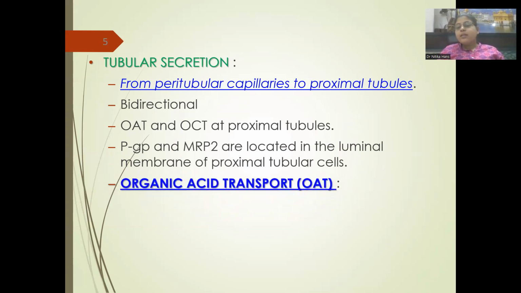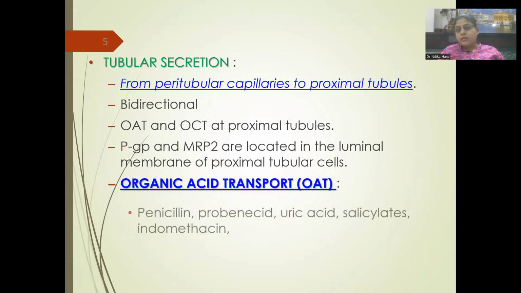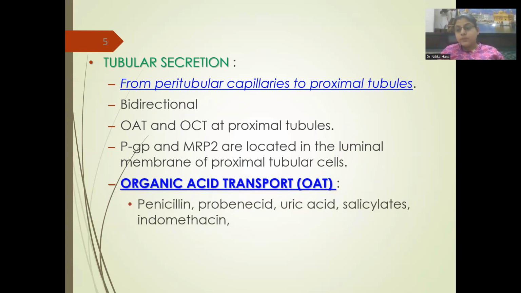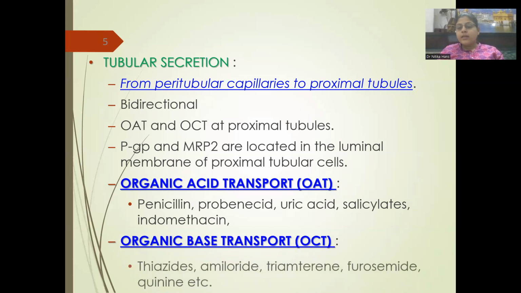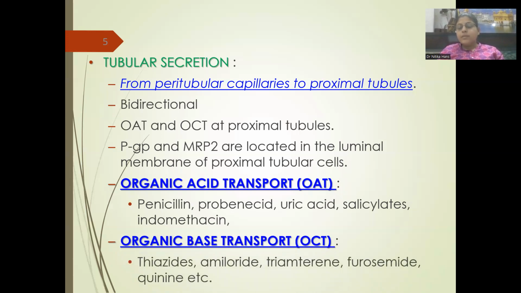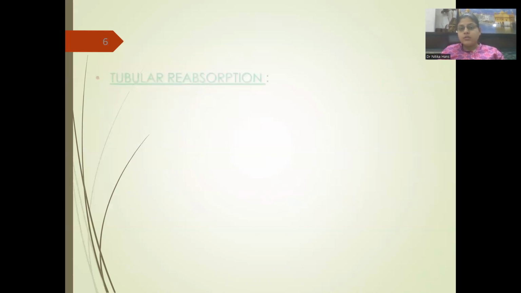Now, this organic anion transport is for the acids, meaning acidic drugs. These are transported from the peritubular capillaries to the tubules, like penicillin, propionic acid, uric acid, salicylic acid, indomethacin. Means these are the acidic drugs and they get transferred from the peritubular capillaries to the tubules. Organic cation transporters are for the basic drugs, like thiazides, amiloride, trimethoprim, furosemide, quinine. These are transferred from the peritubular capillaries to the proximal tubules.